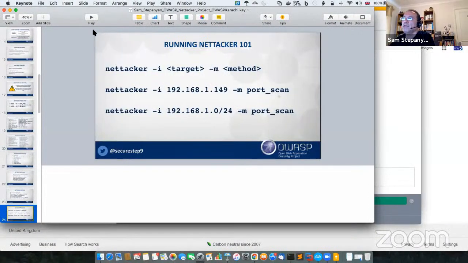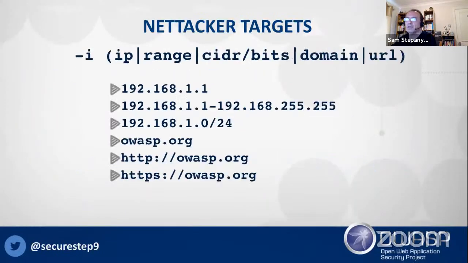Now, how do we define the targets? There are different ways you can define targets in Nettacker. First of all, you can define just a single IP address as a target. You can define a range of IP addresses with a start and end IP address. You can also define the whole CIDR range, the whole network. You can also define a domain name, like I just did with OWASP.org. For the modules which do anything with the HTTP protocol, you can use a URL, for example, http://OWASP.org or https://OWASP.org. So you can provide your list like that.